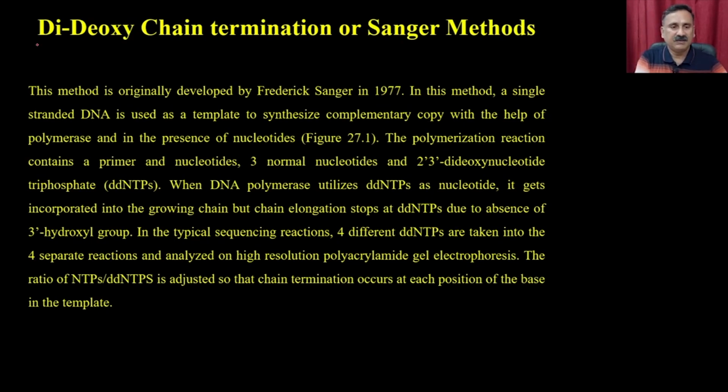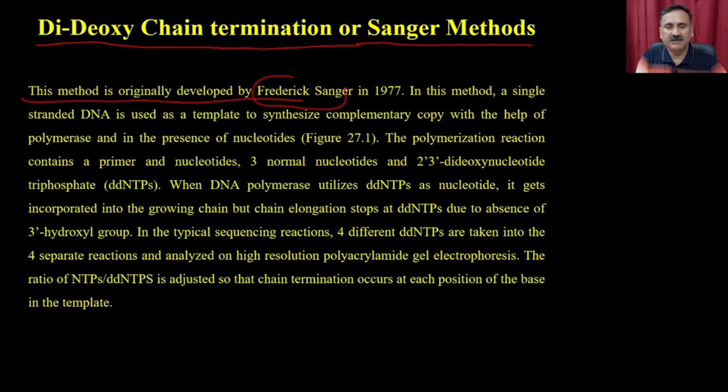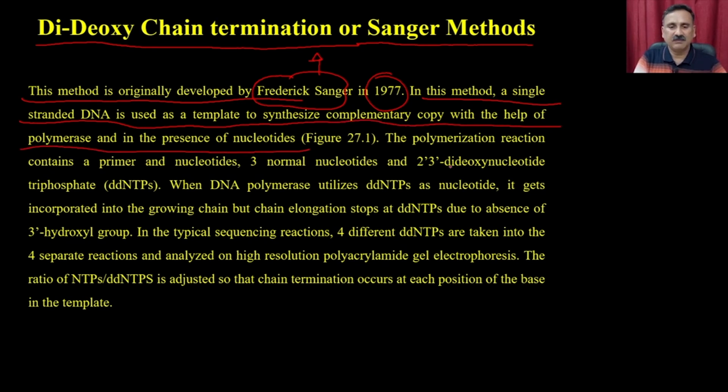The first method that was discovered is the dideoxy chain termination, or Sanger's method. This method was originally developed by Frederick Sanger in 1977, for which Frederick Sanger got the Nobel Prize. In this method, a single stranded DNA is used as a template to synthesize the complementary copy with the help of a polymerase in the presence of nucleotides.